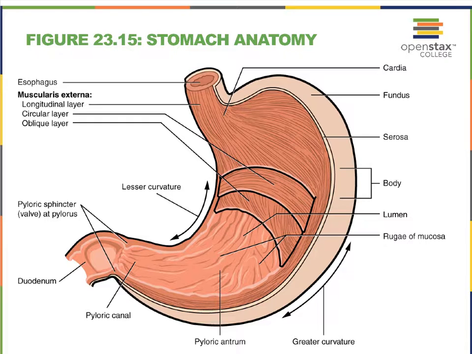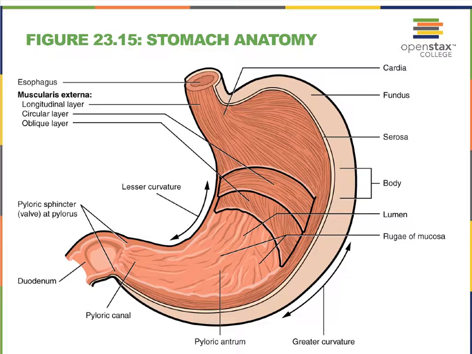The stomach is somewhat banana-shaped, with this being the lesser curvature, and this we refer to as the greater curvature. And some of those fatty mesenteries that we learned about before, the lesser omentum is attached to the lesser curvature, and the greater omentum is going to be attached to this greater curvature. We'll see that on pictures later on.